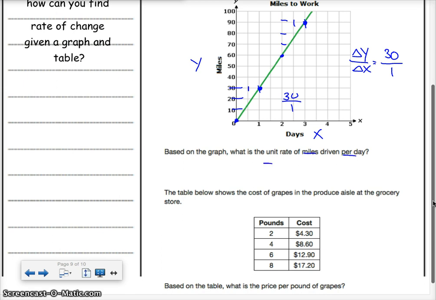So remember, I want you to write this kind of lingo. Y over x. You always talk about your y first when you describe something. It's always y. Slope is rise over run. Okay? So my y is miles. 30 miles in 1 day. That's a real life application of slope. Also known as unit rate. It's your unit rate. Slope is unit rate. Here, maybe you should write that down. Slope equals unit rate.